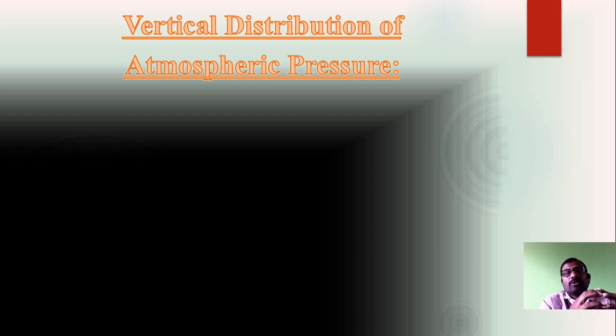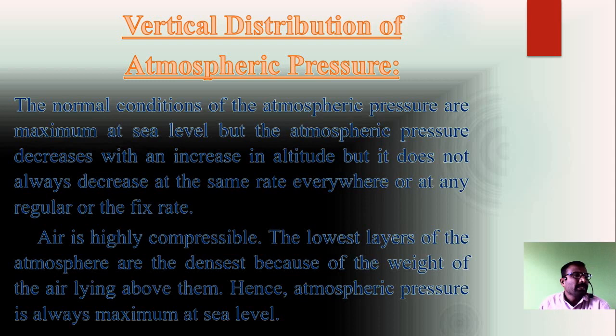What is meant by atmosphere and atmospheric measurements, etc. Next thing, vertical distribution of atmospheric pressure. In normal conditions the atmospheric pressure is maximum at sea level, but it decreases with increasing altitude or height. It does not always decrease at the same rate everywhere, at any regular or fixed rate. When you go vertically, the atmospheric pressure decreases with increasing height, but the ratio of decrease is not uniform universally, because local factors are also responsible for the ratio of decrease of atmospheric pressure.